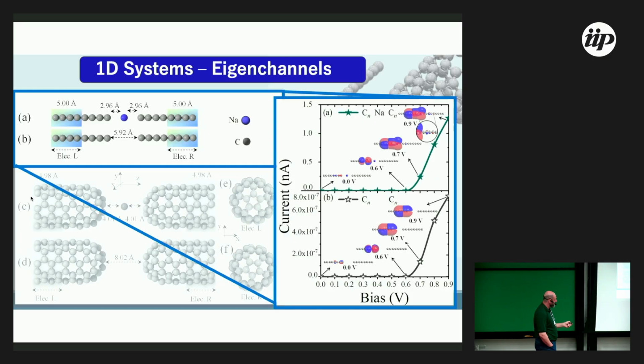Here for no bias, you have only a small quantity in one electrode. But after 0.6, 0.7, 0.9, you can see clearly that you have the high channels in both sides of the electrodes. And for the distance without the sodium, here is 10 minus 7 nanoampere, meaning that it's very difficult. You have the signature, but it's very difficult to make the transport, but it is there.